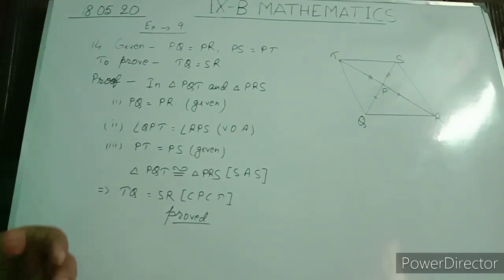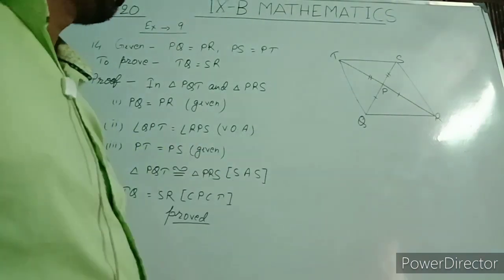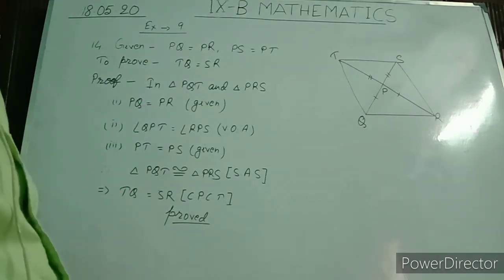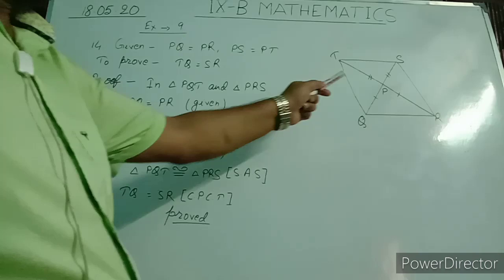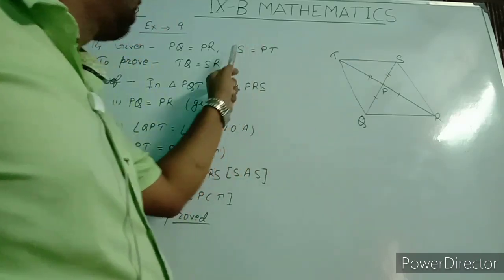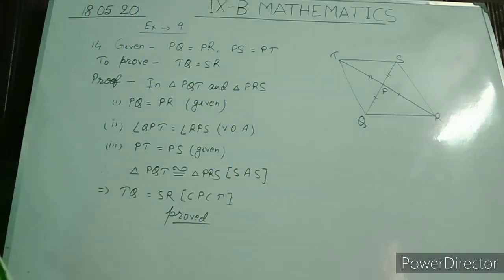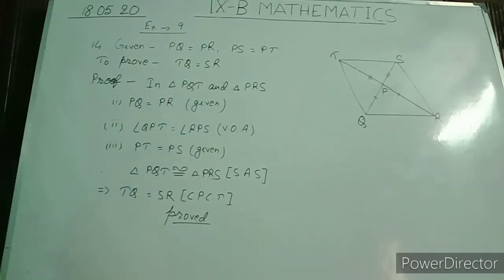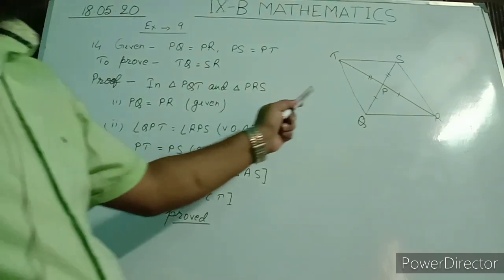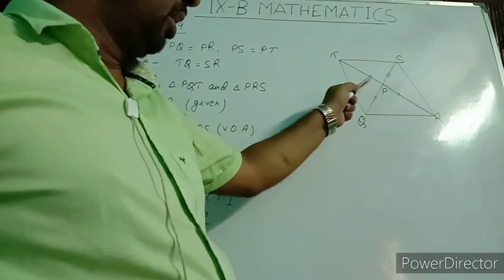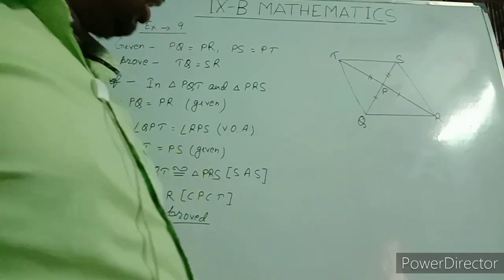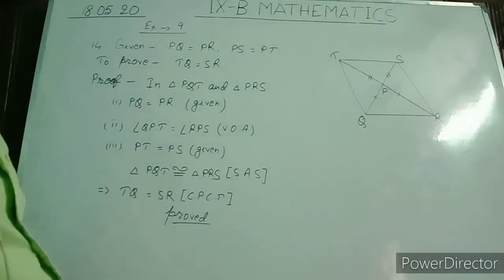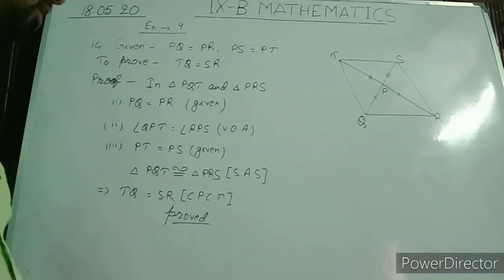In question number 14, this figure is given in which PQ equal to PR, because PQR is an isosceles triangle, and PS equal to PT. These two informations are given and we are asked to prove TQ equal to SR. So TQ will be equal to SR if these two triangles, triangle PQT and PRS, are congruent. So let us prove these two triangles are congruent.